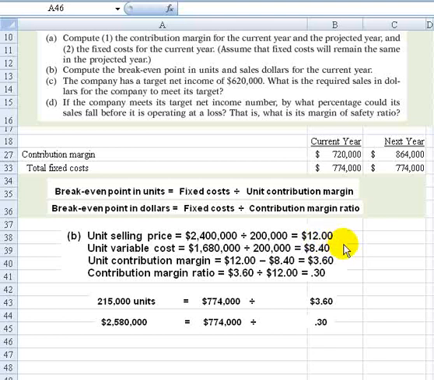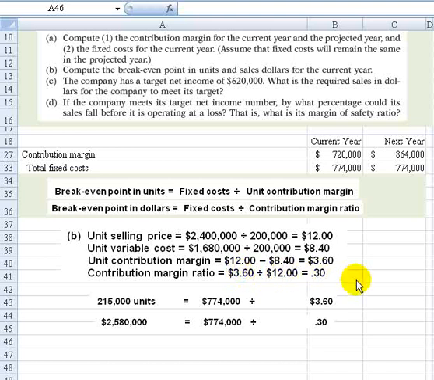To determine the unit variable cost, we take the total variable cost we calculated earlier, and I apologize that you can't see it on the screen, but you could pause and go back to see that we did come up with a total of $1,680,000. We divide it by 200,000 units, we come up with $8.40. So the contribution margin is the $12 less the $8.40, or $3.60. And to compute the contribution margin ratio, we take the contribution margin dollars per unit divided by the selling price per unit. When we take $3.60 divided by $12, we come up with 30 cents.